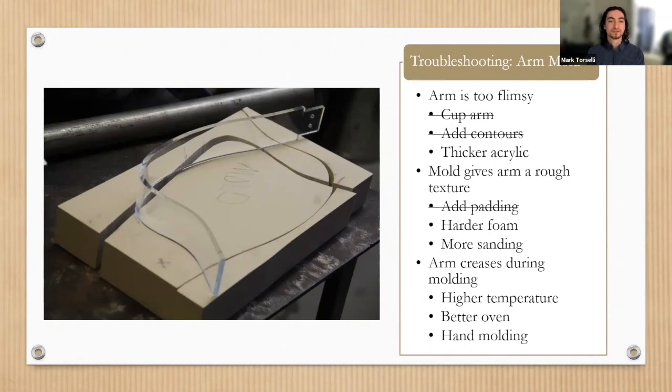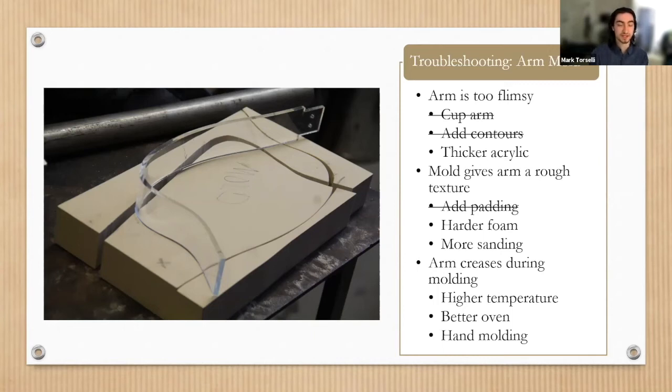So using tools like the fishbone diagram to identify where our problems were coming from, we could come up with solutions. The first problem we ran into was that the arm holding the headphones was too flimsy. It would bend too much once you put the weight on it. So we tried a few different things, like giving the arm a little cup to add rigidity. It worked a little bit, but not as much as we hoped, and it made the molding process a lot more difficult. So we scrapped that idea.